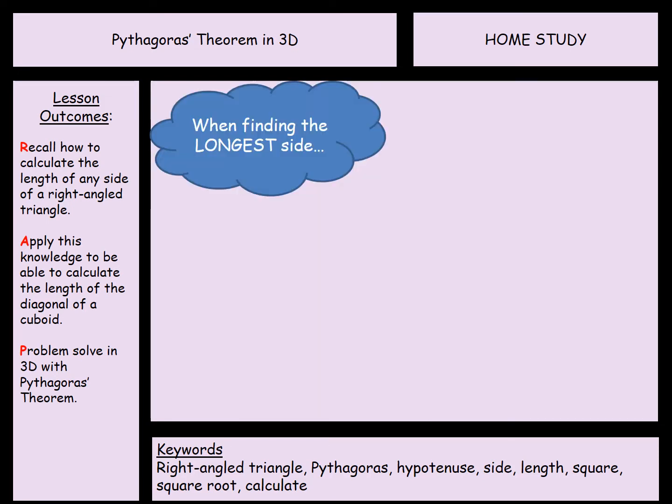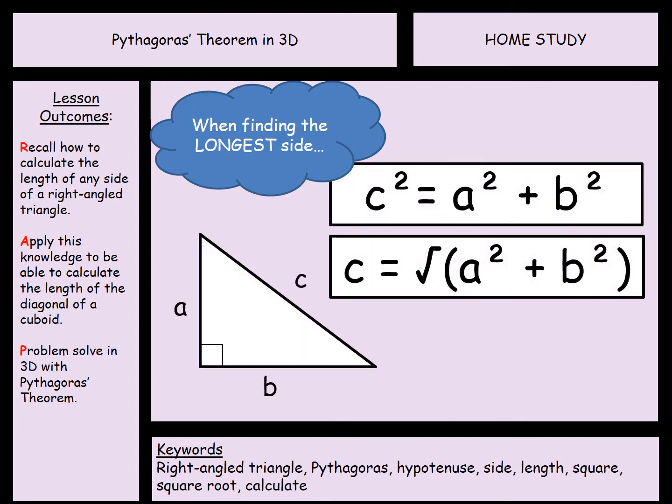And remember various things, like when we're finding the longest side, you can do c squared equals a squared plus b squared. Or if you get quite good at this, you might just remember it as c is the square root of these two things squared and added together. So again, when finding the longest side, you'll have this knowledge already.